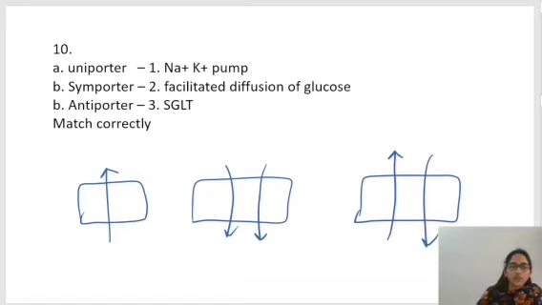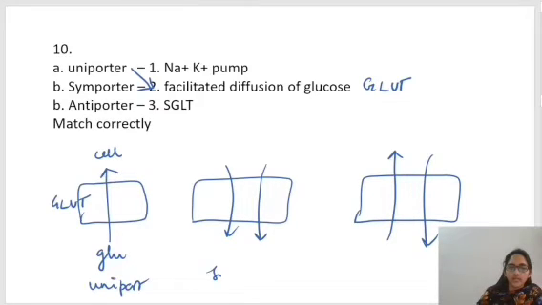So for uniport, what can be an example? Facilitated diffusion of glucose. Consider this is the GLUT transporter. Glucose is taken up inside the cell. This is facilitated diffusion of glucose. It is carrier mediated. The transporter here is the GLUT transporter, the glucose transporter. So the example for uniport is facilitated diffusion of glucose using GLUT transporters.